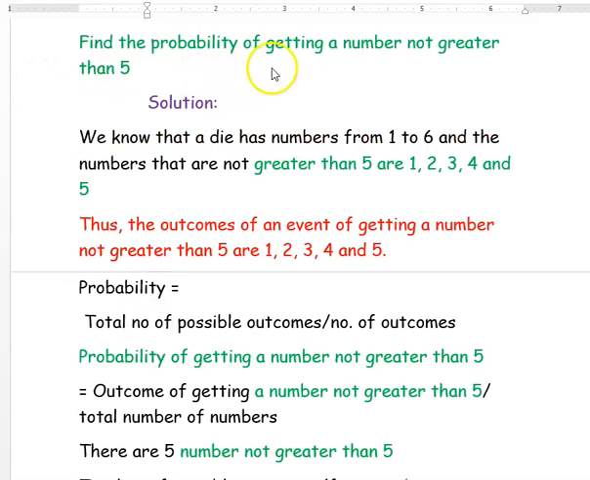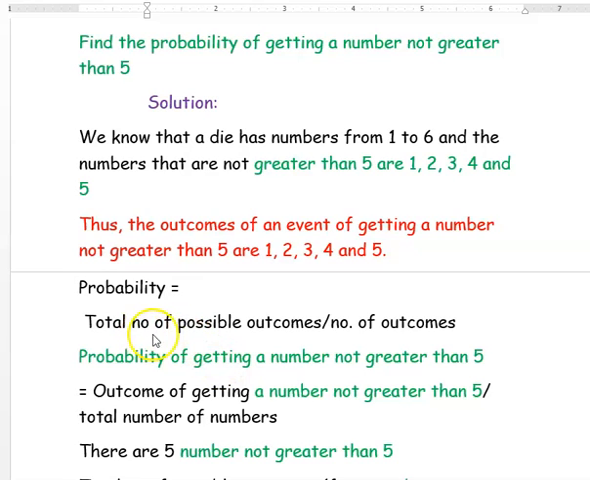Next question is, find the probability of getting a number not greater than 5. So we know that the numbers which are not greater than 5 in a die are 1, 2, 3, 4 and 5. So thus there are 5 outcomes which are not greater than 5. So now we are going to apply this in the formula.